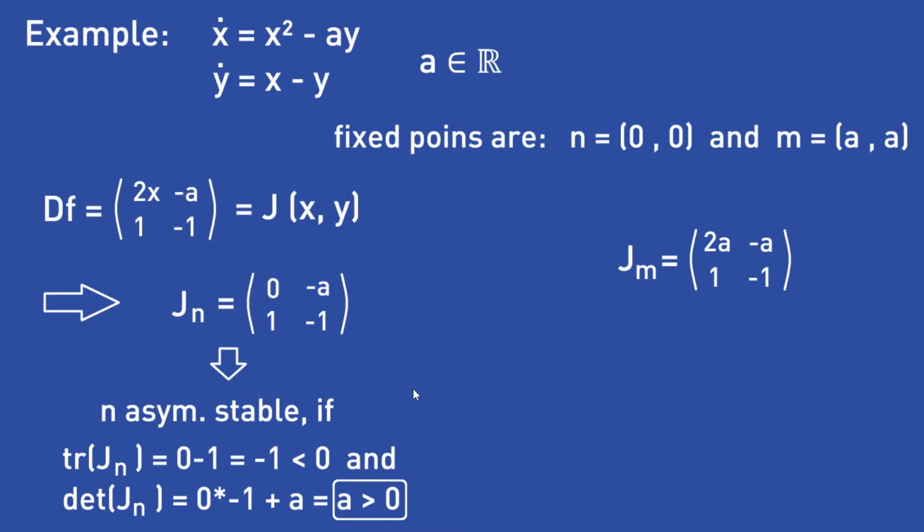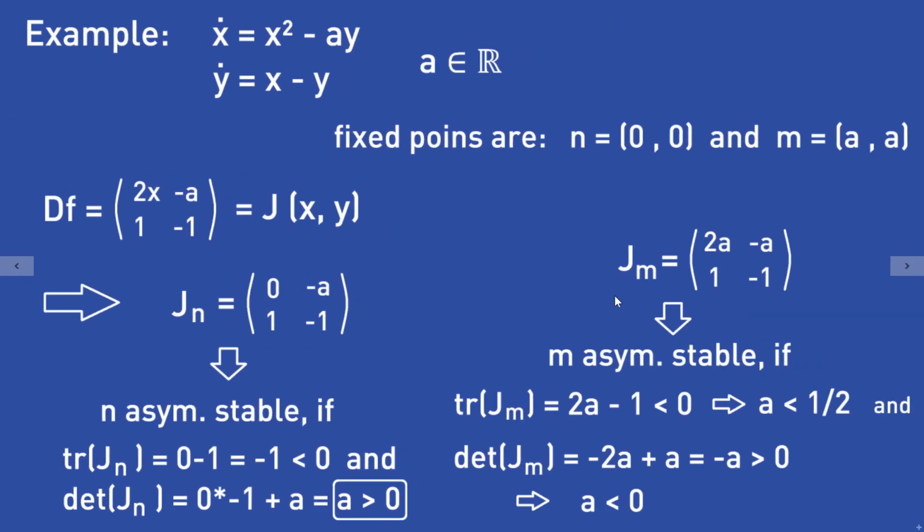Okay, let's do the same thing for the fixed point m. So we have to take a look at the trace of Jm and the determinant of Jm to find out if the fixed point m is asymptotically stable. So the trace of Jm has to be negative. The trace is 2a minus 1, which has to be negative, so smaller than 0, and from this follows that a has to be smaller than 1/2.